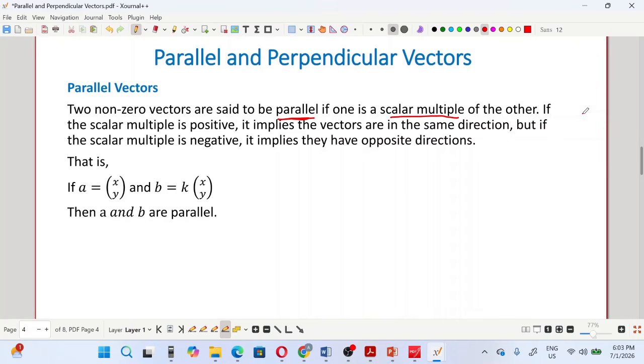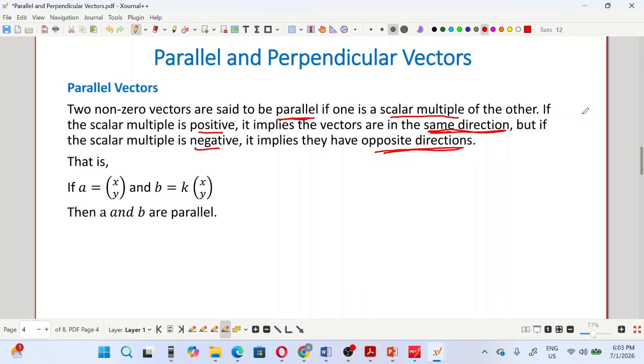Remember we said the scalar can be positive, negative, or a fraction. If the scalar multiple is positive, it implies that the vectors are in the same direction, right? Though they are parallel, they are in the same direction. But if the scalar multiple is negative, it implies that they have opposite direction. So if it's positive, the same direction; negative, opposite direction, right?